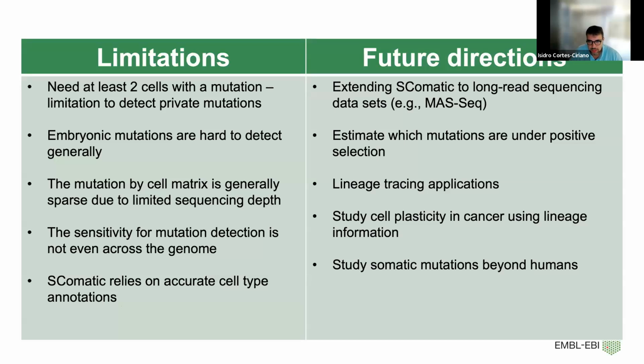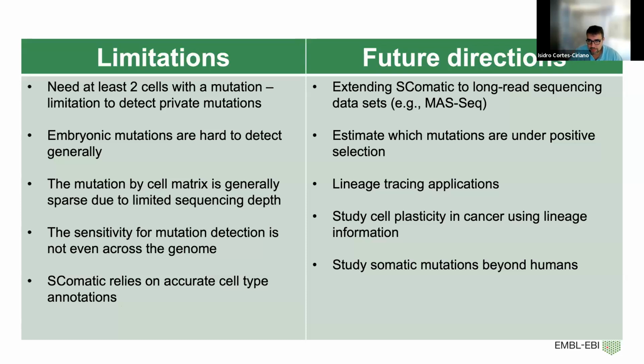We're very excited about this line of work, and we are already working on future directions. The first of which is extending Schematic to be compatible with long-read sequencing datasets. For example, PacBio recently co-developed, I think, with 10x an assay called MAS-ISO-seq, which plans to harness the long-read sequencing capabilities of HiFi reads and combine them with 10x data. Certainly this is very exciting because the error rate of HiFi reads is very low, and increasing the breadth of coverage will increase the sensitivity for mutation detection.